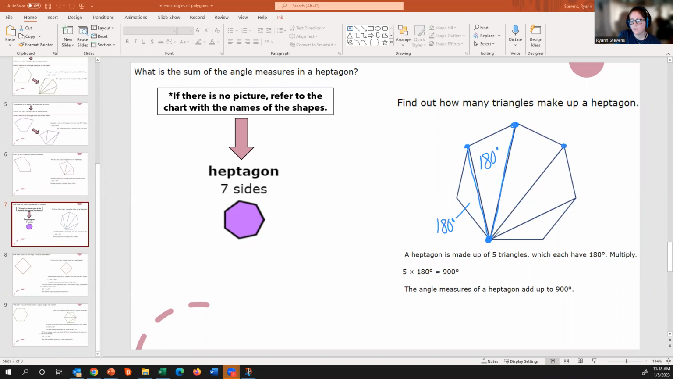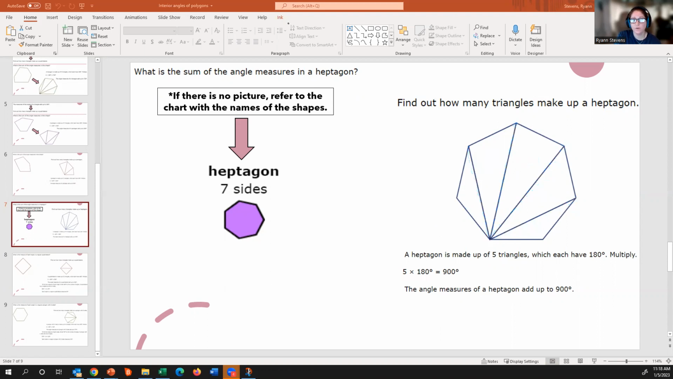This one here, 180 degrees. And then we have one more that's going to give us 2 more triangles that are each going to have angle measures that add up to 180 degrees. So this heptagon, 7 sides, is going to be made up of 5 triangles. So we are going to multiply 5 times 180, and that's going to tell us that the angle measures of a heptagon are going to add up to 900 degrees.